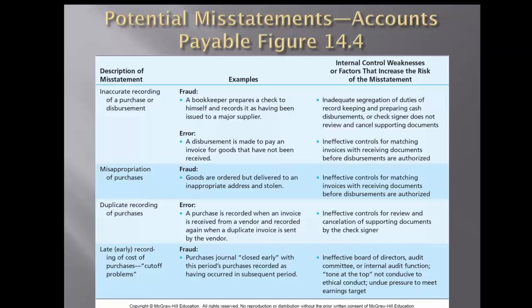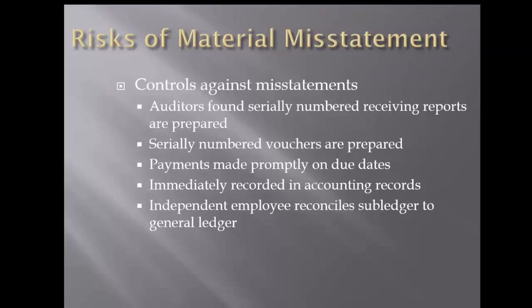Okay? So from an error perspective, a distribution is made to pay an invoice for goods that have not been received. Or maybe we're actually paying the invoice twice. Okay, so there's a lot of things that we want to consider as we are going through accounts payable. Risk of material misstatements, we need to have controls against misstatements. Auditors found serial numbers, receiving reports are prepared, serial number vouchers are prepared, payments are made promptly, immediate recording in accounts records, independent employee reconciles the subsidiary to the general ledger.